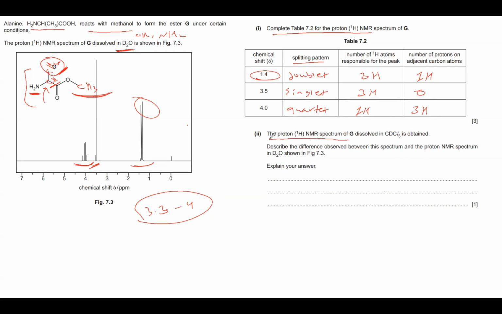The proton NMR spectrum of G dissolved in CDCl3. Here we use another solvent. So describe the difference observed between this spectrum and the proton NMR spectrum in D2O. So what will happen if we use CDCl3? We're going to see another peak from almost 1 to 5, and this peak will belong to NH2. And the reason is when we use D2O, we don't see this peak. It doesn't appear because there is exchange.